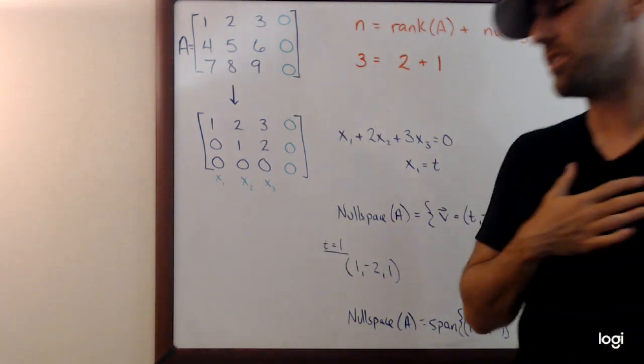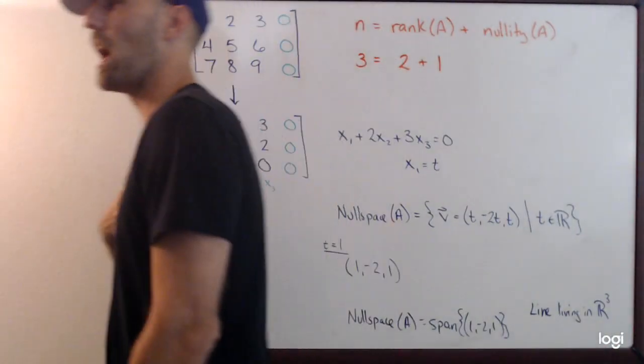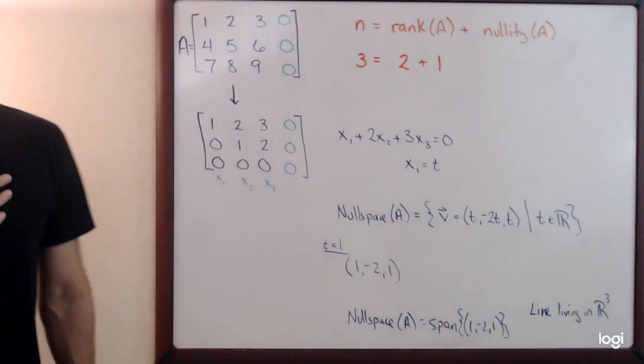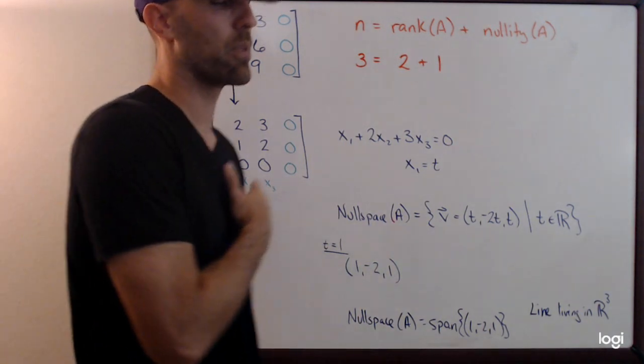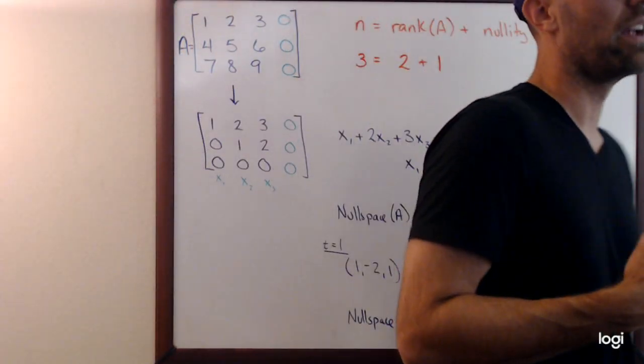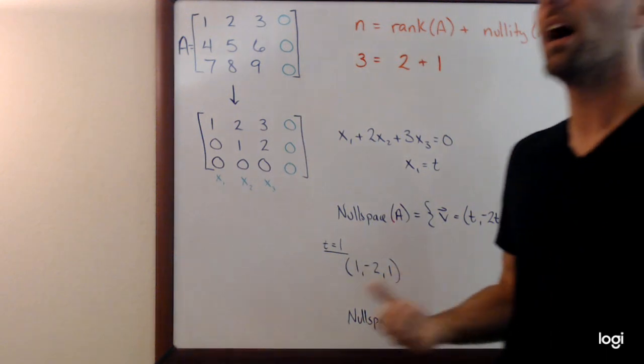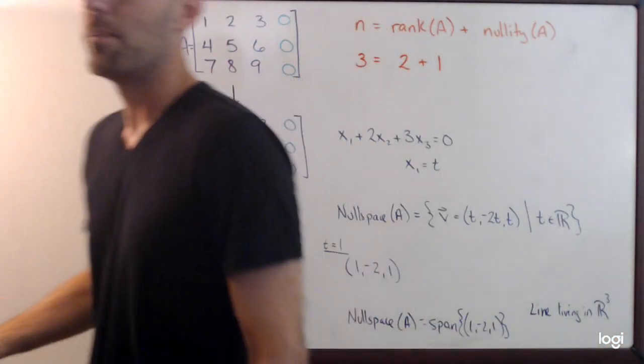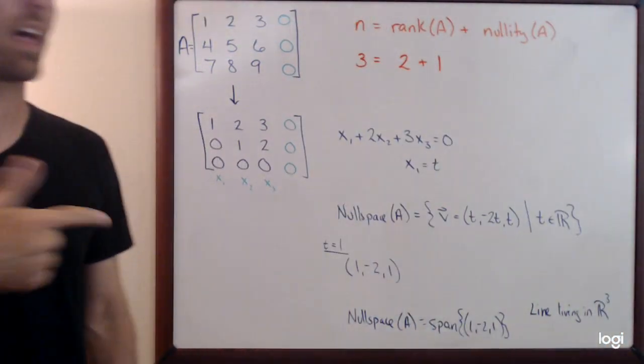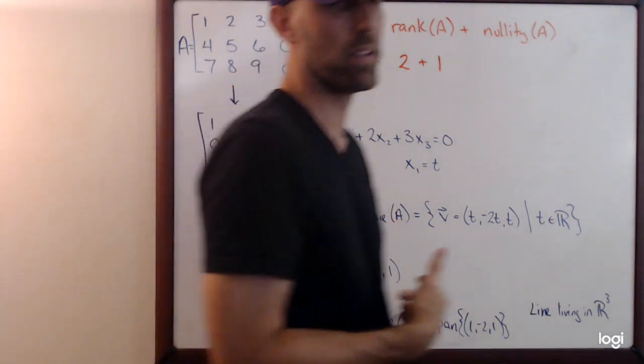So for us, this is a reasonably good check, right? Because if I am working with a matrix that has 4 columns and I come out with a rank of 3 and a null space of dimension 2, I know I messed up, right? Because 3 plus 2 equals 5, and I don't have 5 columns to start with. Does that make sense?